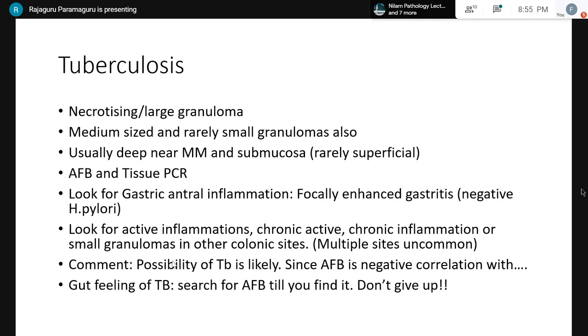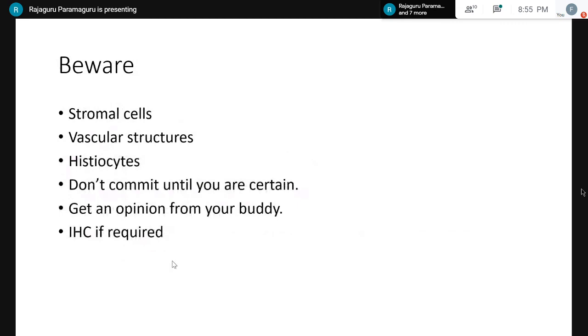for the bacilli. So when you're dealing with granulomas, you have to be aware of the stromal cells, vascular structures and histiocytes which are going to mimic granulomas. So do not commit until you're very certain about that, particularly in a lymphoid aggregate, the center of the lymphoid aggregate shows the stromal cells which look like the granulomas, so you have to be certain about that. So get an opinion from your friends, or you can just use an IHC if you are in doubt.